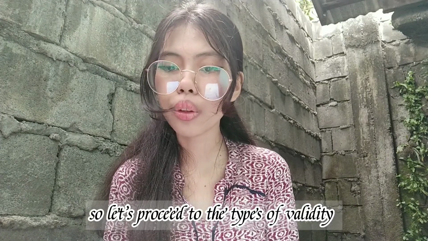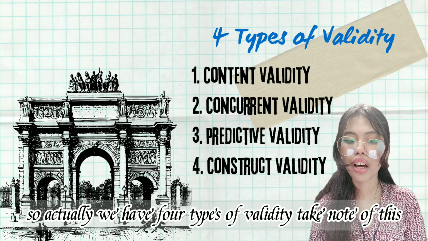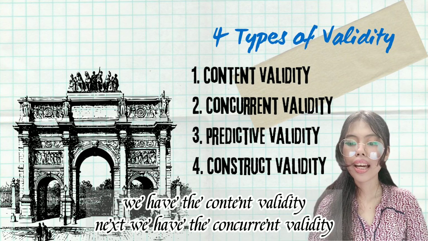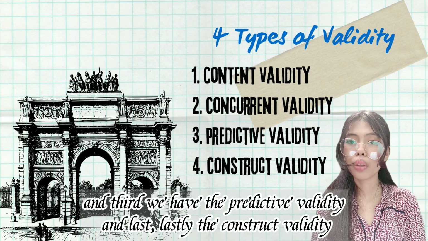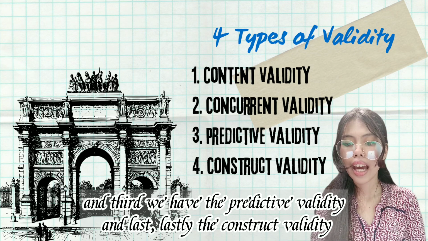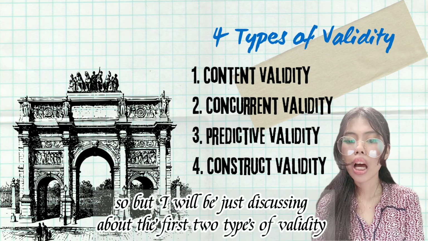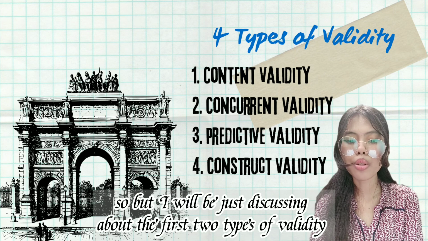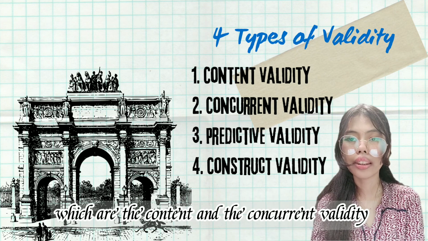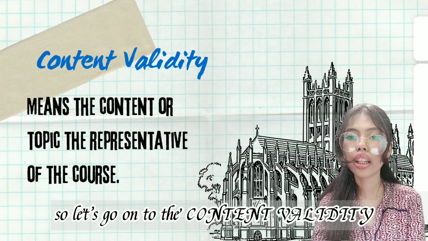So let's proceed to the types of validity. Actually, we have 4 types of validity. Take note of this. We have content validity. Next, concurrent validity. Third, predictive validity. And lastly, construct validity. But I will just be discussing the first 2 types of validity, which are content and concurrent validity. So let's go on to content validity.